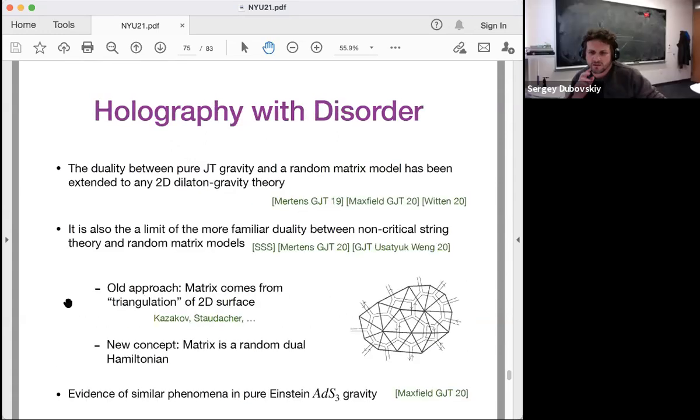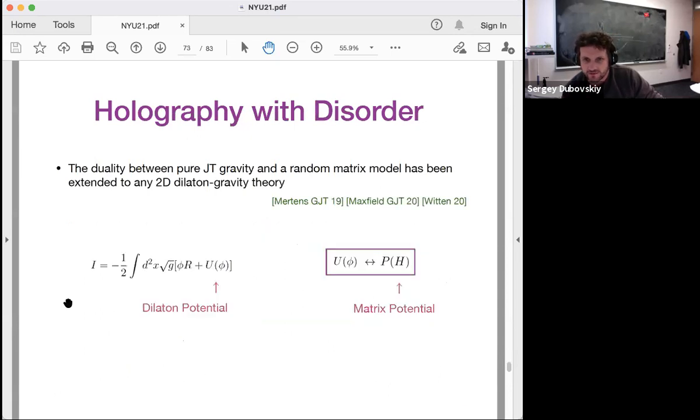Gustavo, may I ask? So I guess in what you're doing here, there was an assumption that this function U of phi is such that this JT gravity describes AdS2. What happens on the matrix model side when the function U of phi is such that it's flat space or de Sitter?